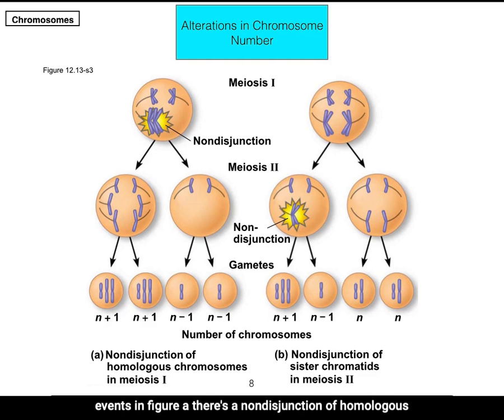In figure A, there's a non-disjunction of homologous chromosomes in meiosis I, which results in daughter cells from the cell on the far left having odd copies of chromosomes. In the non-disjunction of sister chromatids in meiosis II, you can see that both cells end up with odd daughter cell numbers of chromosomes.